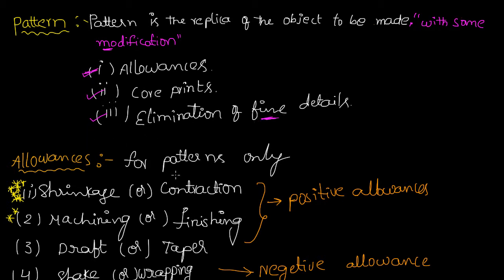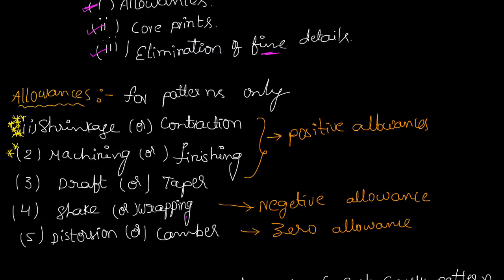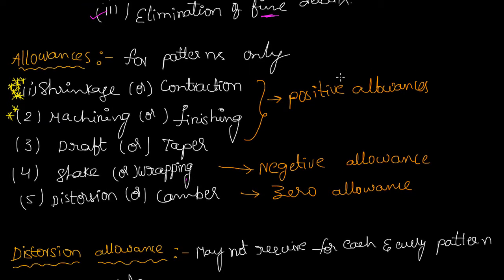So what do you mean by allowance? Allowance, in the name itself, indicates we are allowing the pattern to change some dimensions. So we have mainly five types of allowances: shrinkage or contraction allowance, machining or finishing allowance, draft or taper allowance, shake or wrapping allowance, distortion or camber allowance, right? Of these five allowances, the first three are categorized as positive allowance, the shake and wrapping allowance is categorized as negative allowance, and the last one is also called zero allowance.